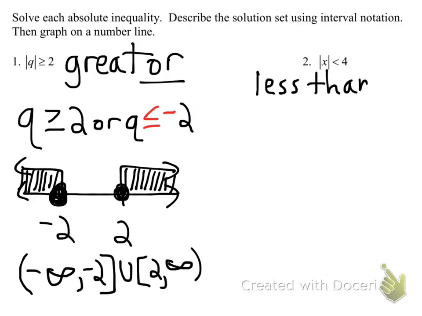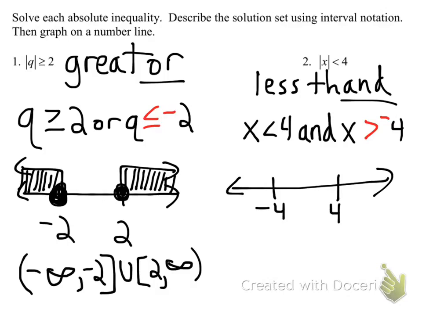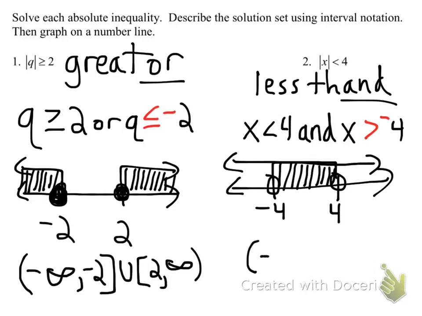Problem number 2. The absolute value of x is less than 4, so it's an and problem. The absolute value bars are alone, so we can write our two inequalities: x is less than 4, and x is greater than negative 4. We make our number line, and since it's an and problem, we are looking for the overlap, and there is an overlap here. So the solution set is everything between negative 4 and 4, but not including those numbers. For our interval notation, we use just parentheses, because it does not include those numbers.